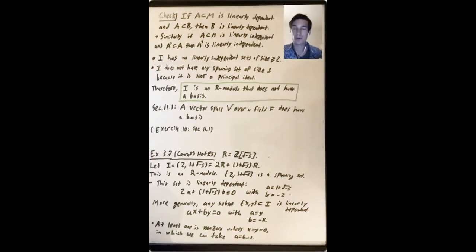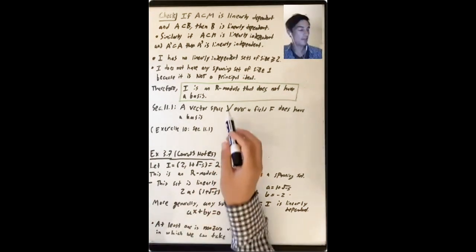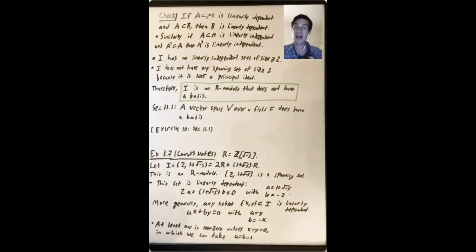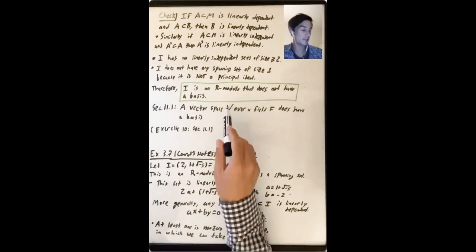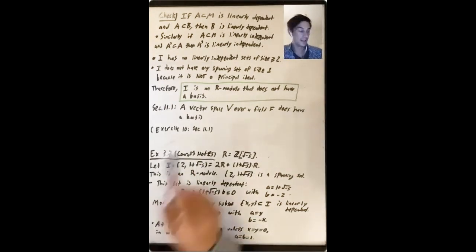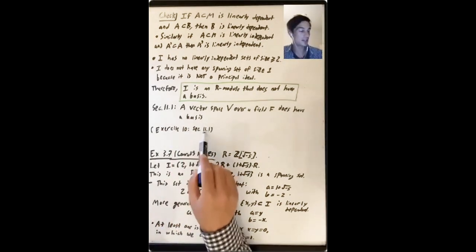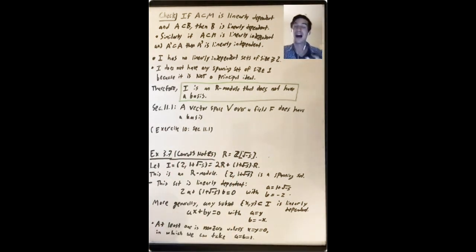In section 11.1, which we'll come to rather soon, we'll see that this is just not possible for a vector space, that a vector space V over a field F does have a basis. So we'll see that for finite dimensional vector spaces or finitely generated vector spaces V in the actual body of this section 11.1. And then exercise 10 in section 11.1 deals with not necessarily finitely generated vector spaces or infinite dimensional vector spaces, where this is a nice application of Zorn's lemma.